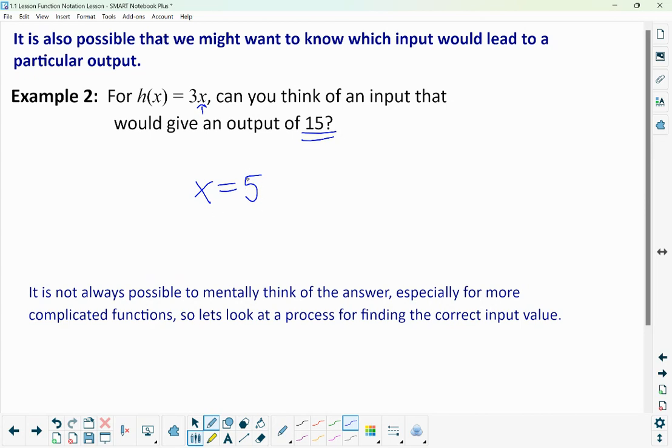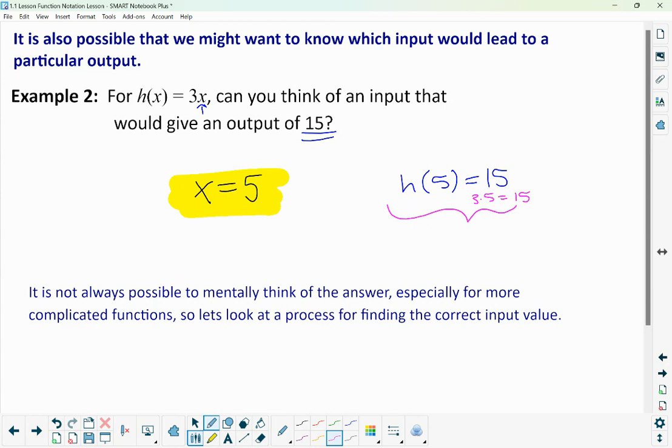So my input value, my x value, is 5, and h of 5 gives me 15. If it's asking for an input value, this is your answer, but the way that you maybe get that answer is by thinking that 5 times 3 gives you 15. It's not always possible to just mentally think of an answer, though, especially for more complicated functions.